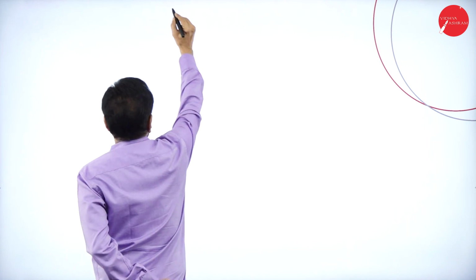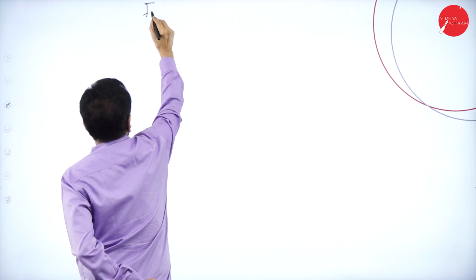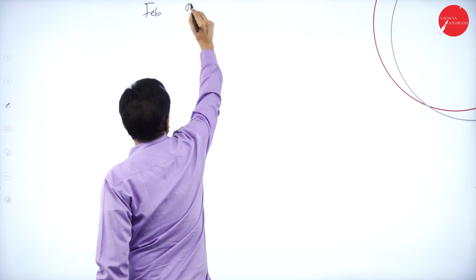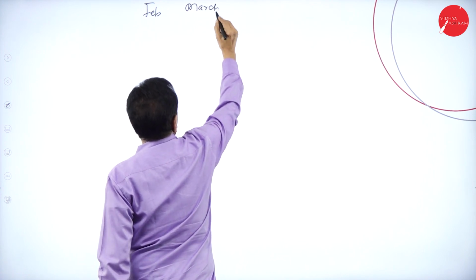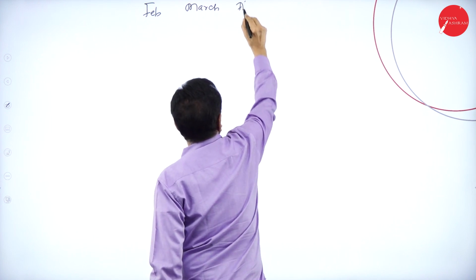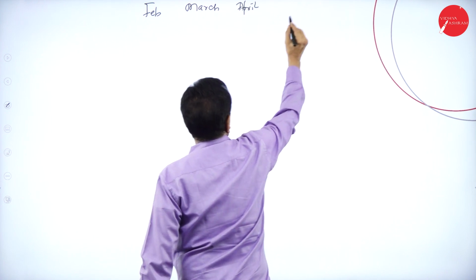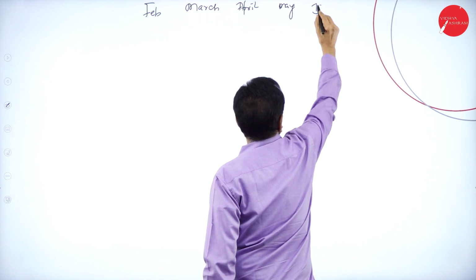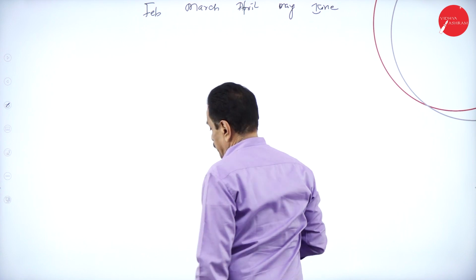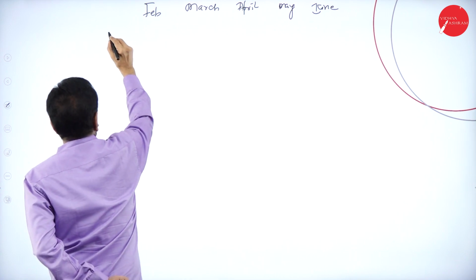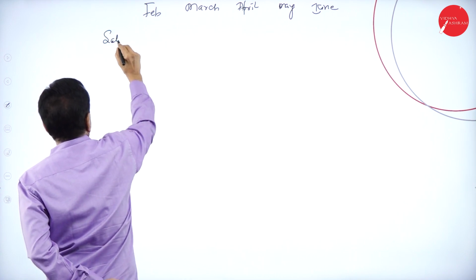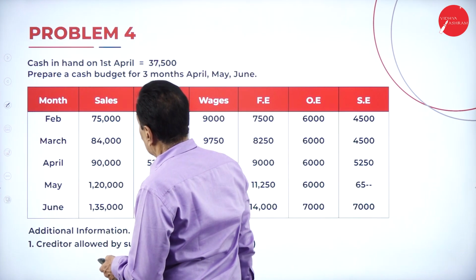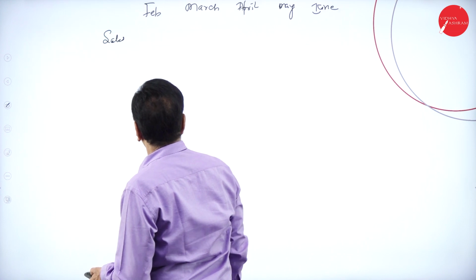Start from February, March, April, May, June. Then sales. We'll go with the sales now. What's your February sale? 75,000.